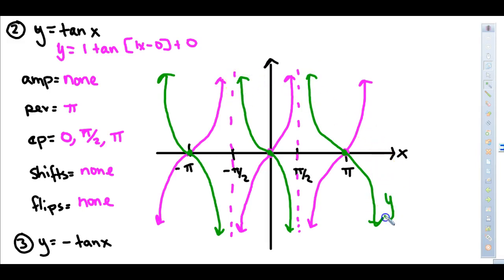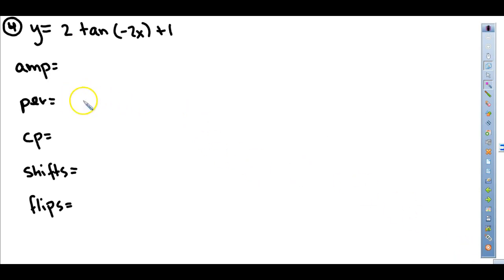Okay? So this is y equals negative tangent x, and then this is tangent x. And again, learn your parent functions, because that's how we graph all the other functions. Okay, so let's see what's going on here.